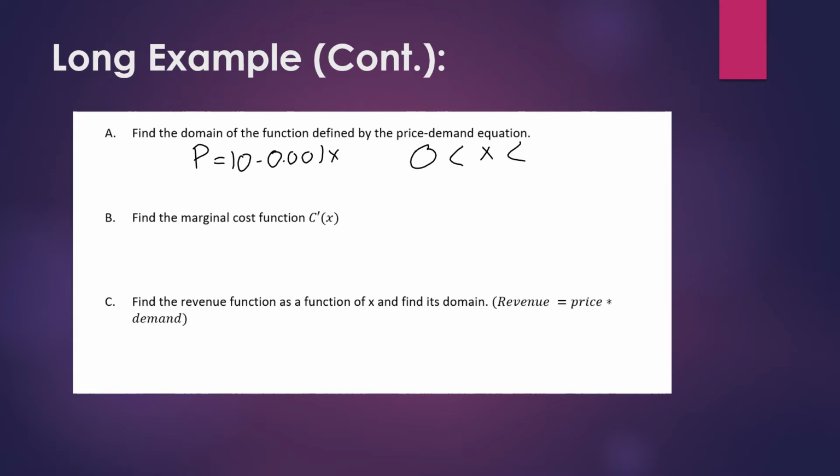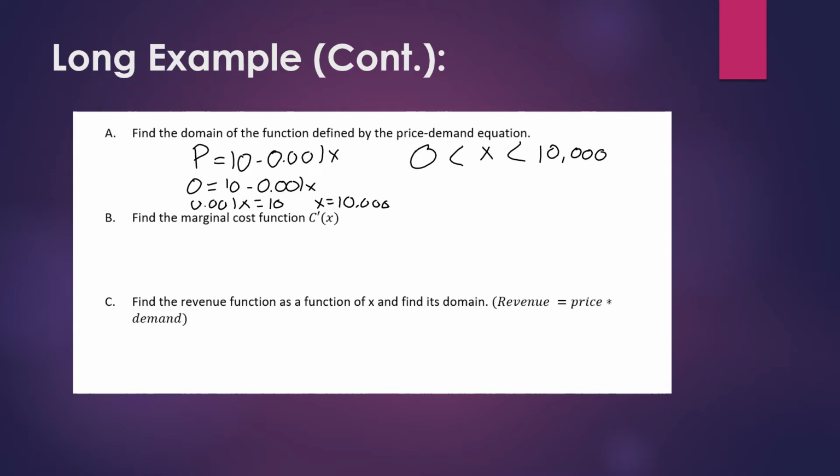Well, we could say, let P equal 0. So we get 0 equals 10 minus 0.001x. So 0.001x equals 10, which gives us that x equals 10,000. So we know that our demand is somewhere between 0 and 10,000 if we want to work in a realistic scenario.